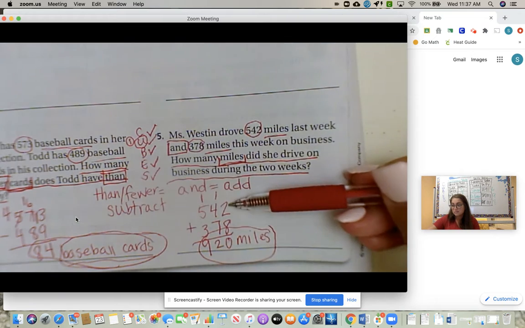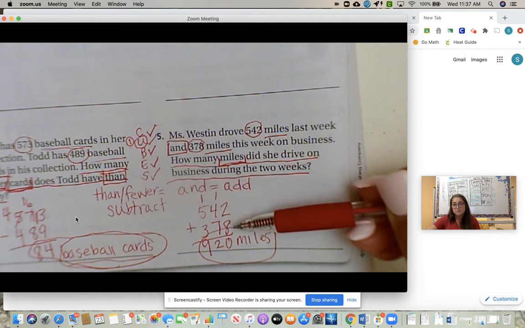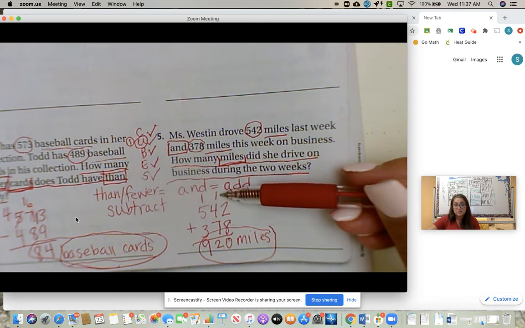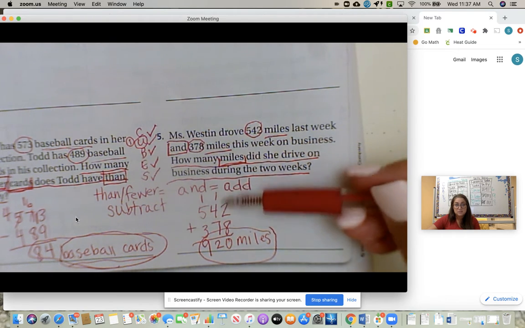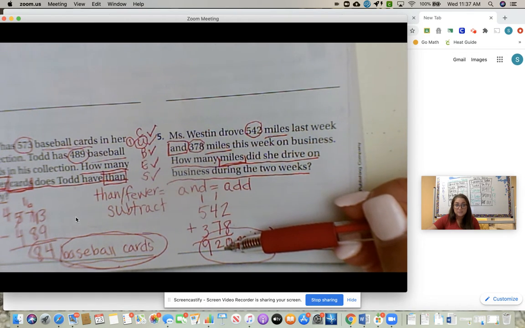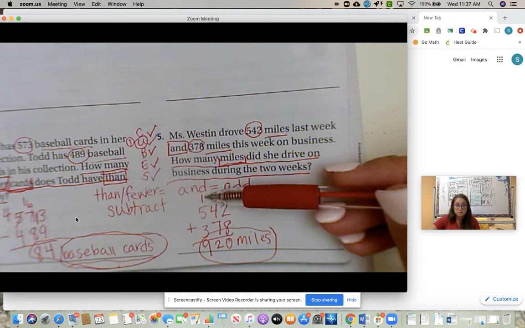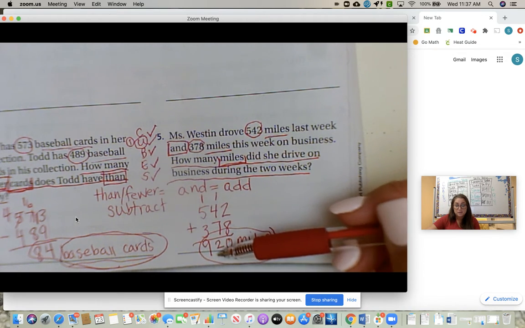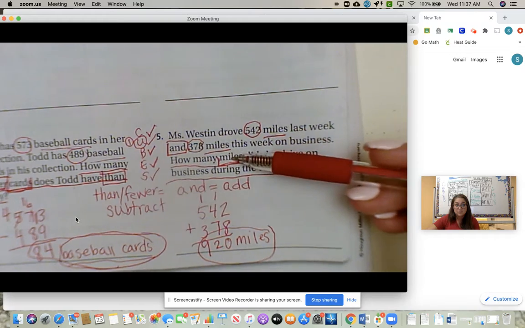So we did solve. So 8 plus 2 is 10. You drop the 0 under the ones. You carry your tens to the tens place. So 7 plus 4 plus 1 is 12. You leave the 2 in the tens place. You carry the 1 into the hundreds place. 1 plus 5 plus 3 is 9. So 920 what? We're looking for miles.